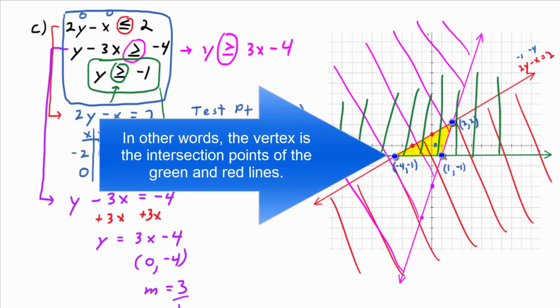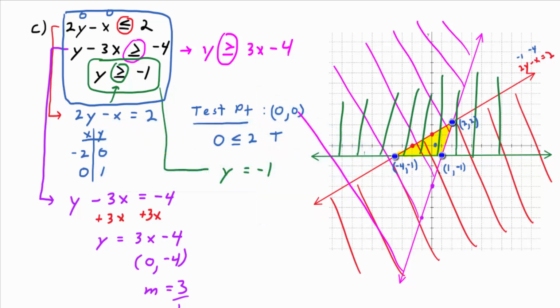You could check the other vertices in the same way by plugging in the relevant equations. Worst case scenario, you could solve the system of equations y equals -1 and 2y minus x equals 2 to come up with the vertices, or in this case, that particular vertex of -4, -1. But usually in the problems in the homework, you can get them just by using the graphs.